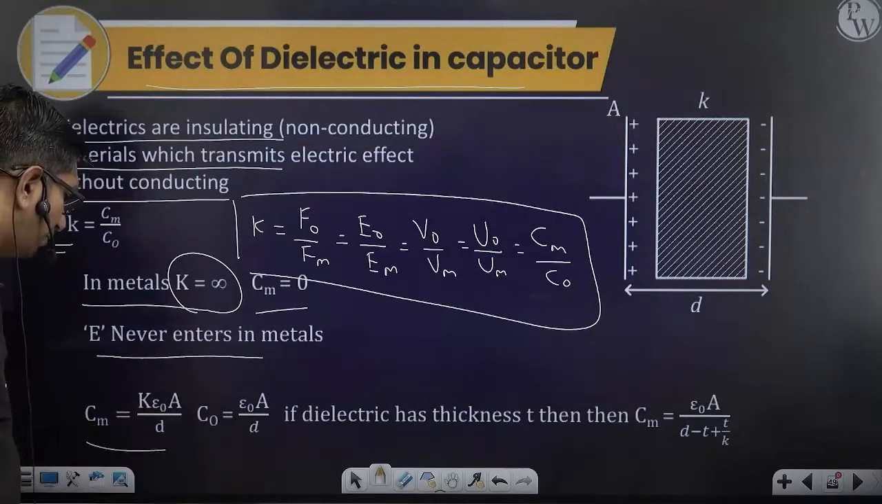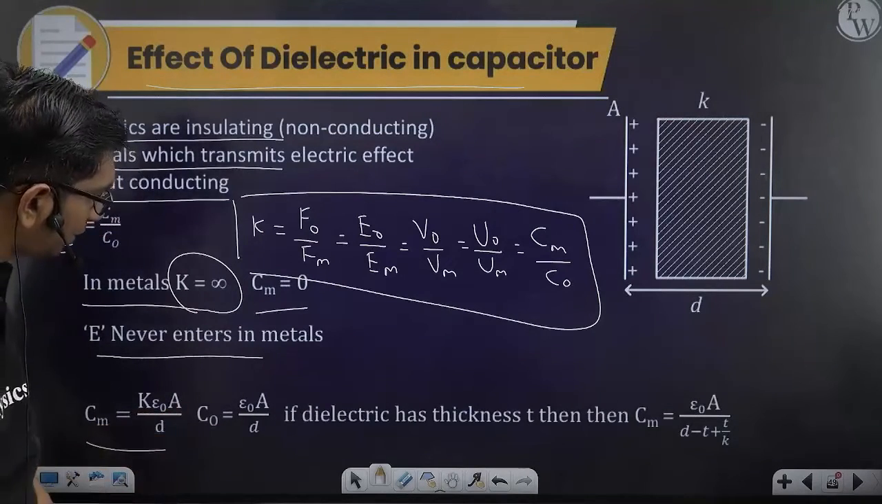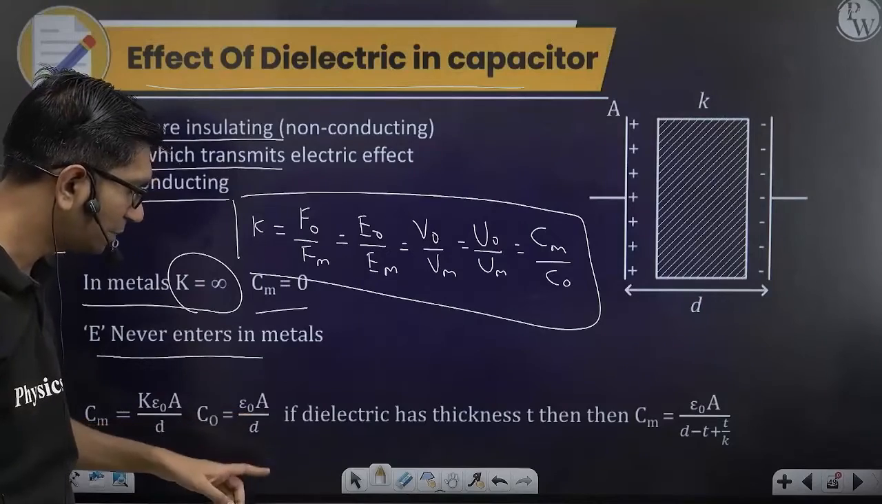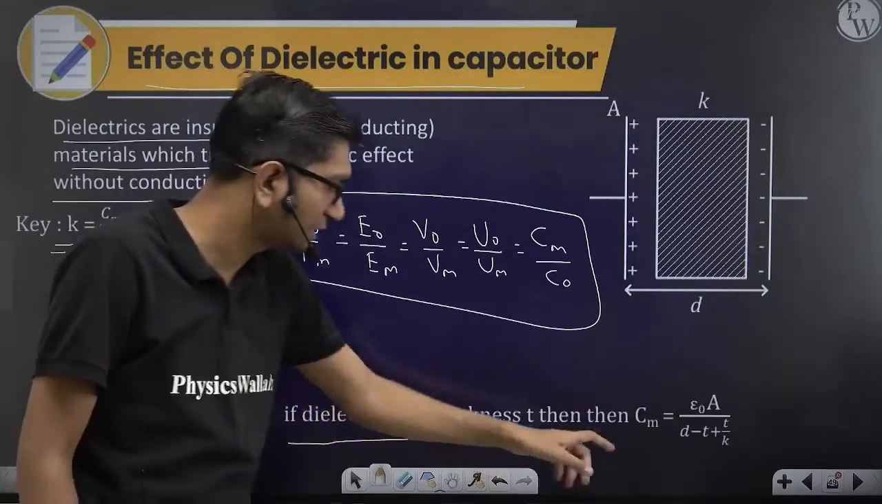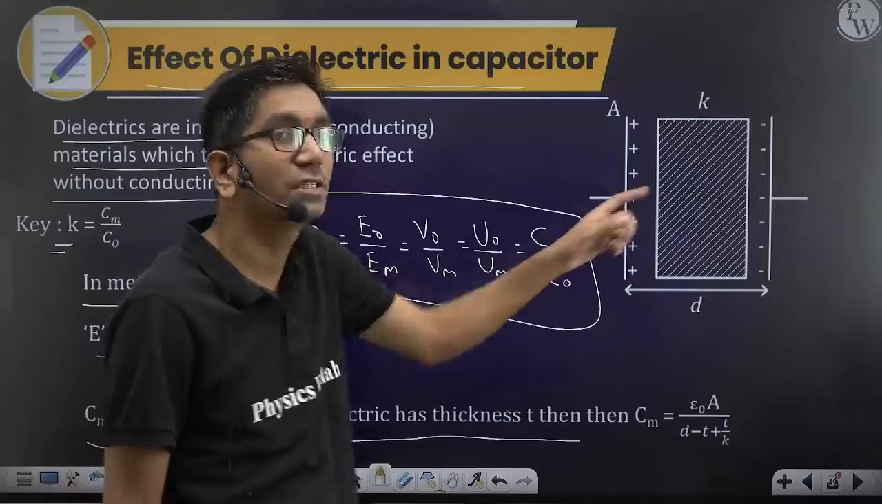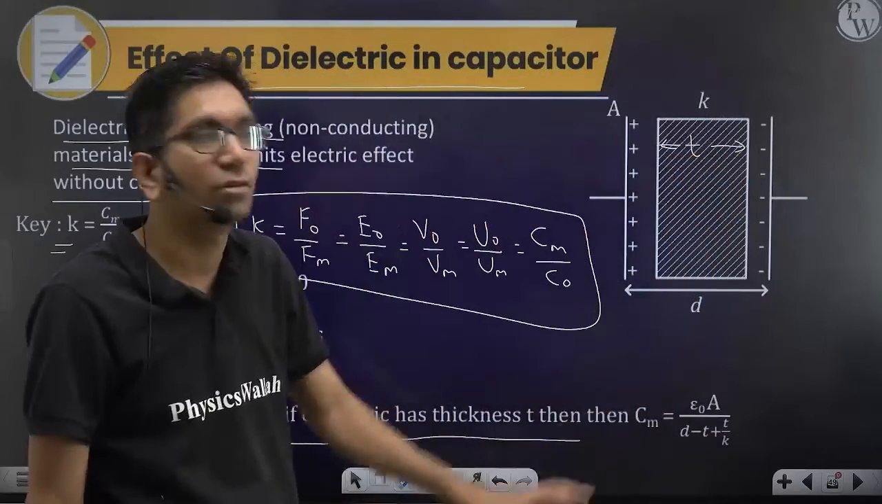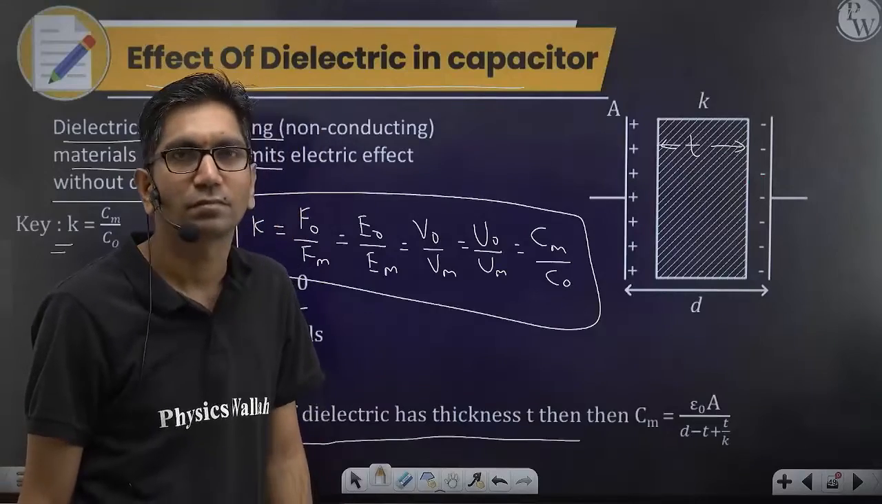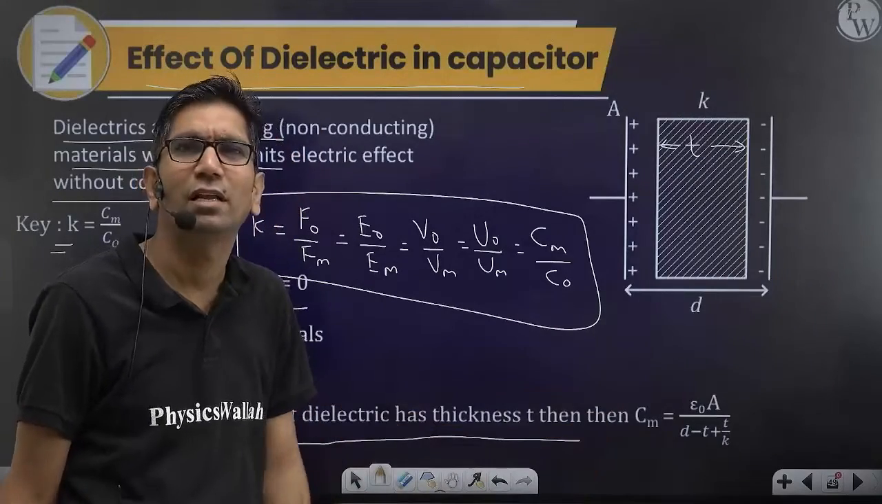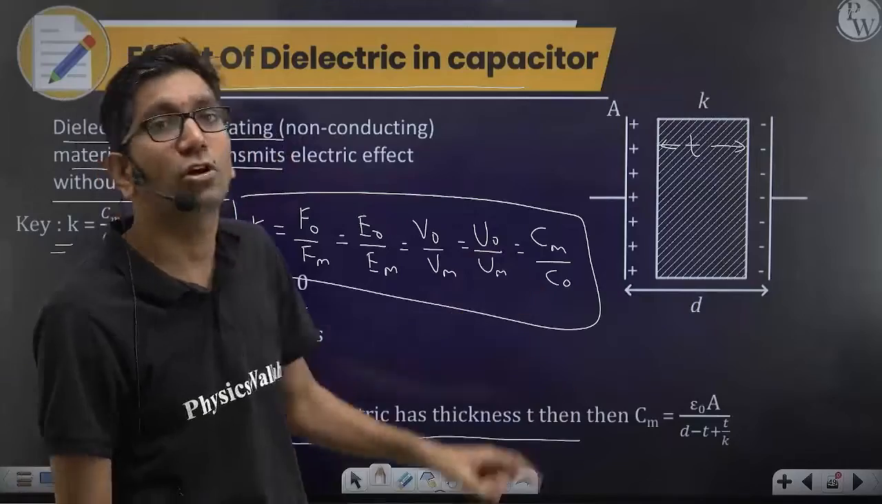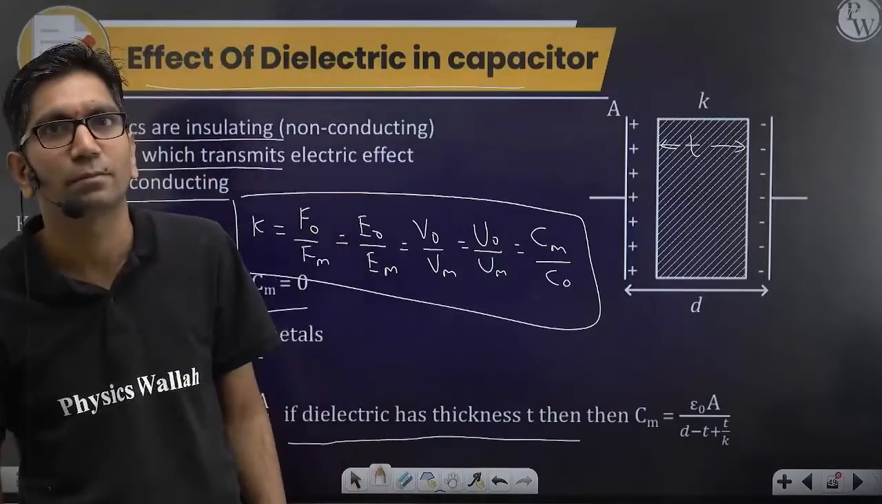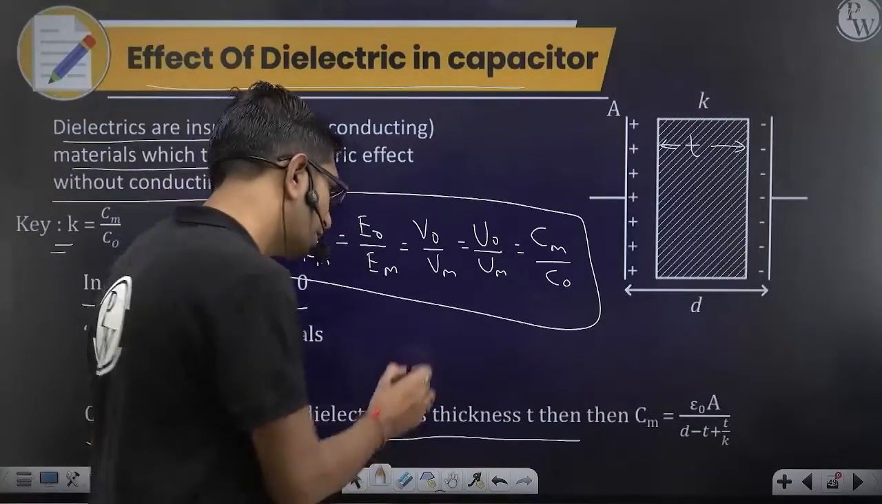Okay, C_m formula, K into epsilon naught A by d. C naught equals epsilon naught A by d. If the dielectric has a thickness t, then you can use this formula, beta. Okay, is it clear? This is very simple. Based on this you have some numericals, right? Sir, questions like this.